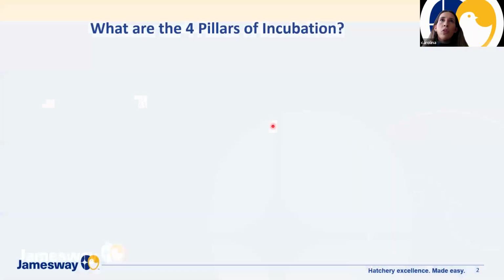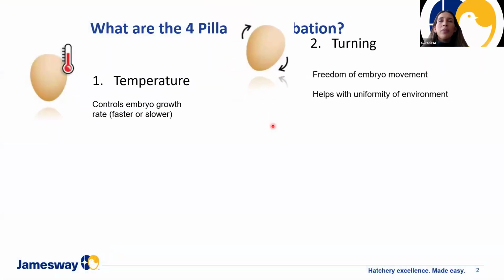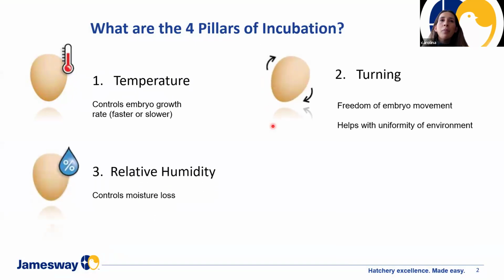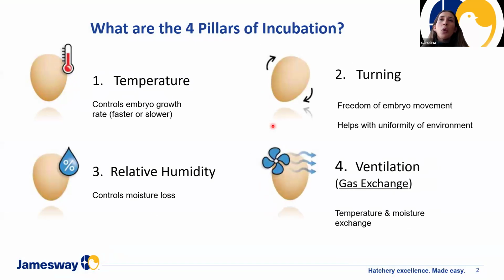As mentioned, the 4 pillars of incubation are temperature, turning, relative humidity, and ventilation. These are the 4 pillars that involve machinery, so basically incubation equipment. The fifth one doesn't belong specifically to incubation. It is more related with management, which is biosecurity. However, if we don't have one of these 4 or 5 pillars during the period of the 21 days, that embryo will not hatch.